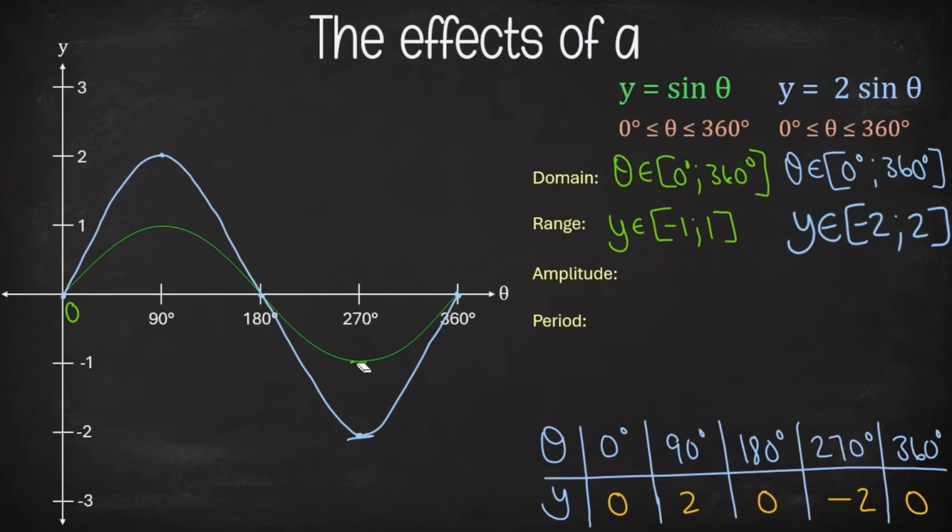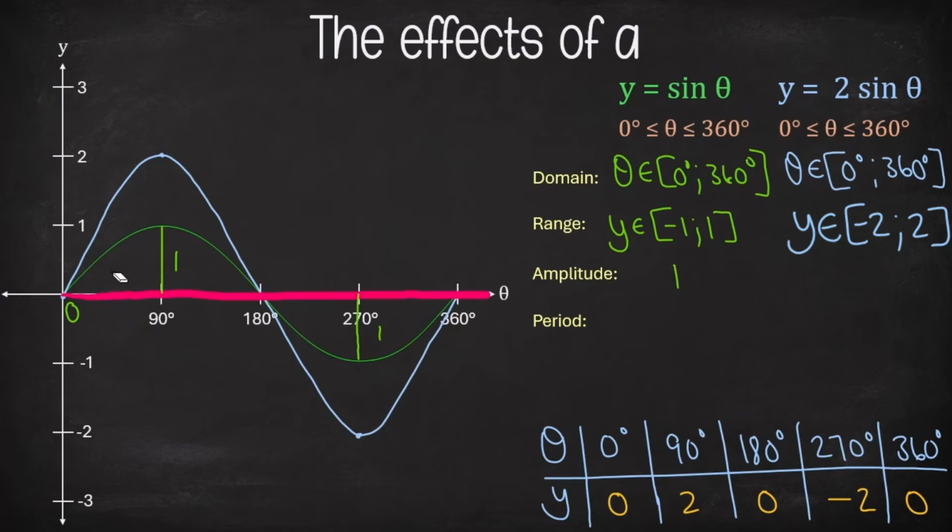And now let's have a look at the amplitude. So what is the amplitude? Well, the amplitude is the distance between the midpoint and the maximum value, or the midpoint and the minimum value. Okay, so let's find the midpoint. The midpoint is y equals 0. It's here on the x-axis. So from the midpoint to the maximum value of our basic graph is 1 unit. And from the midpoint to the minimum value is also 1 unit. That means that the amplitude for our basic sin graph is 1.